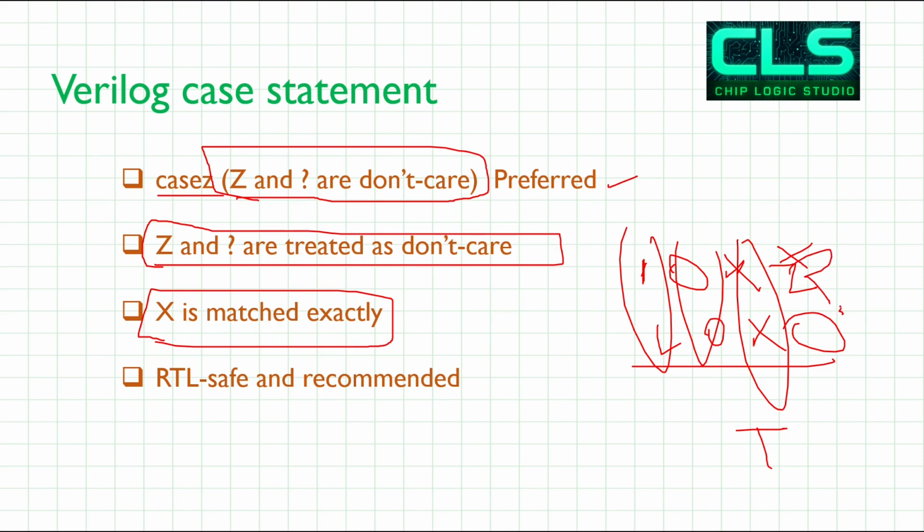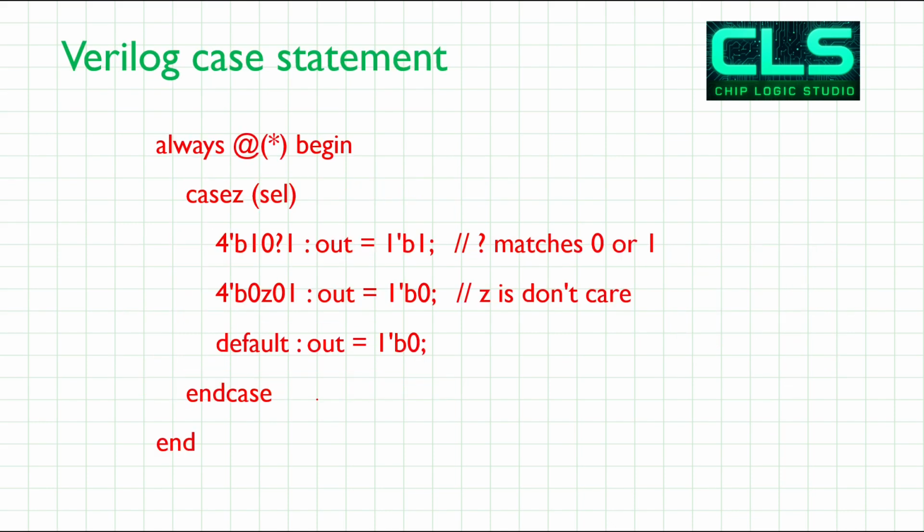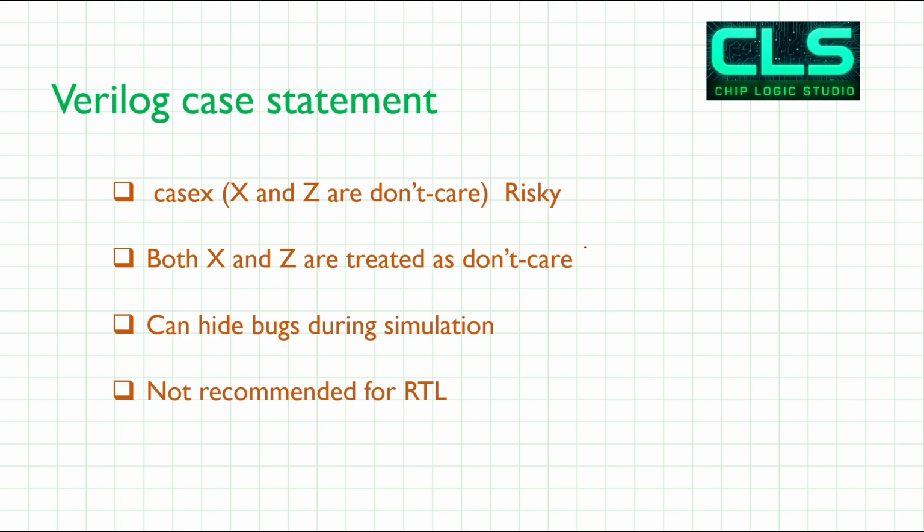So here we are thinking that it may be z, or maybe we don't care. So it is RTL safe and recommended, because we are not caring about z or any other value, we are mostly focused on 0, 1, x. And z is don't care, so we are not caring about it, and the match is 0 or 1. So this is one example of casez. You only have to write this z here, and it will follow your casez.